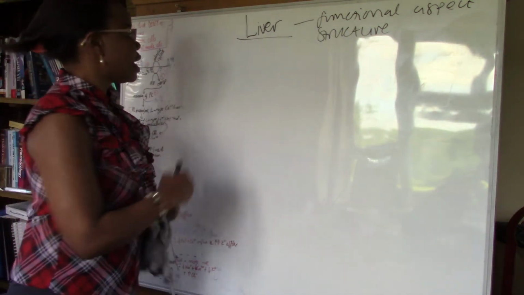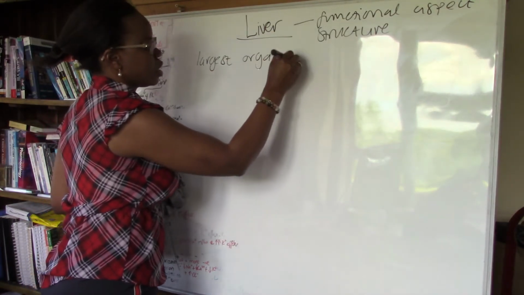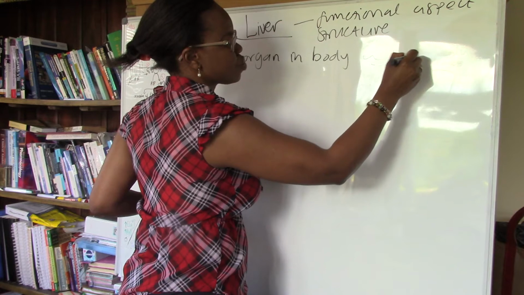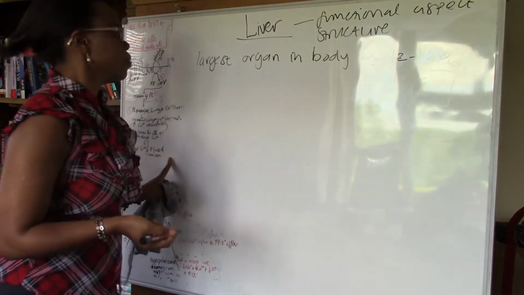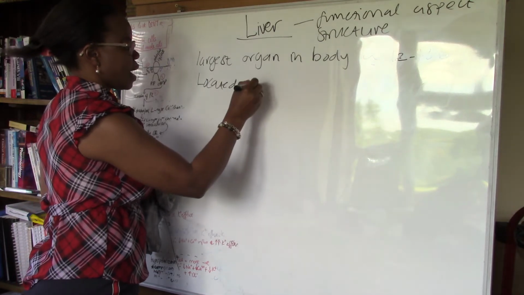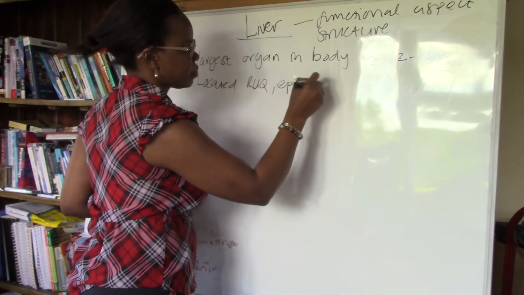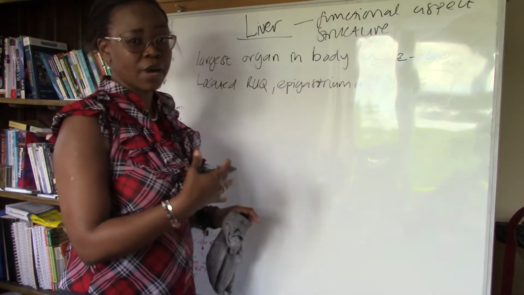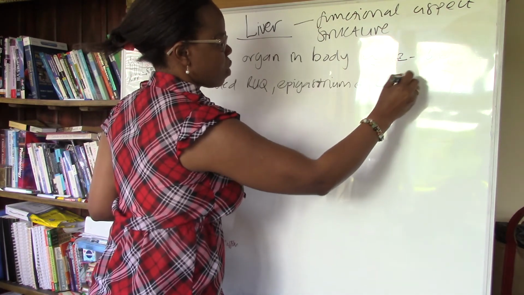Anyway, the liver is the largest organ in the body. Just a quick review. I think it's approximately 1.2 to 1.6 kilograms in a normal human being. It's located on the right upper quadrant. It also covers a bit of the epigastrium, and indeed a section of the left lobe is also located in the left upper quadrant.